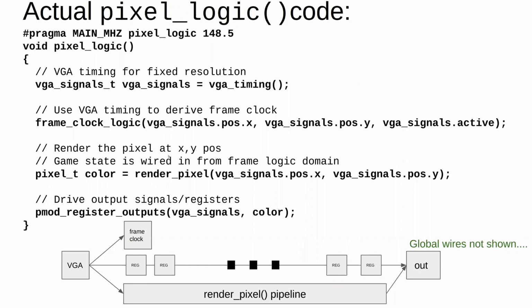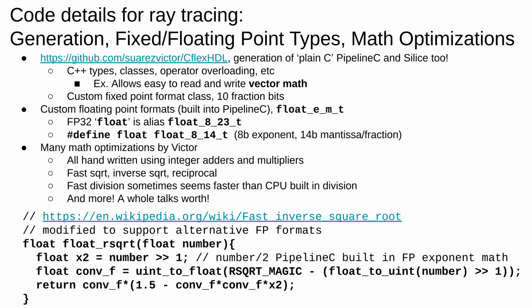Right, so that's the whole pixel logic code, and there's one more level of going down into this. We're going to talk about actually rendering the pixel there. But before we get into that, a bit of details for what's going on there. As I mentioned, and Victor got to mention, there's a level of code generation here that lets you actually write C++ with great classes and operator overloading, stuff that C doesn't have, and excellent work by Victor there. I don't know if we touched on it, there's a bit of that C-Flex HDL that generates Silas too. That's fun. But yeah, so that layer of code generation is great.